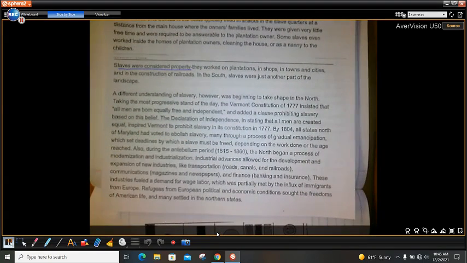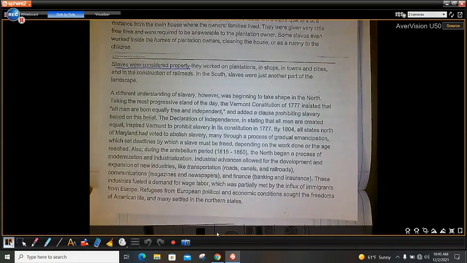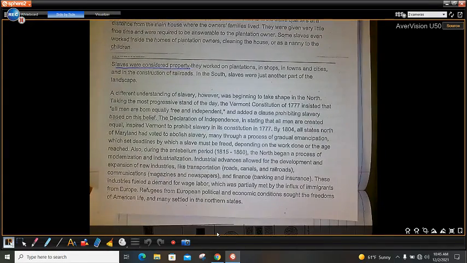A different understanding of slavery, however, was beginning to take shape in the North. Taking the most progressive stand of the day, the Vermont Constitution of 1777 insisted all men were born equally free and independent and added a clause prohibiting slavery based on this belief. The Declaration of Independence, in stating all men are created equal, inspired Vermont to prohibit slavery in its constitution in 1777. By 1804, all northern states north of Maryland had voted to abolish slavery, many through a process of gradual emancipation, which set deadlines by which a slave must be freed, depending on the work done or the age reached.